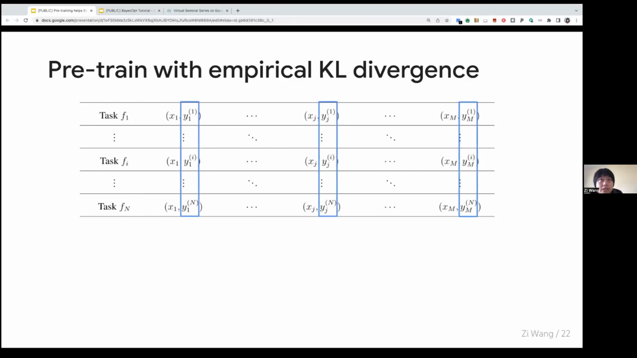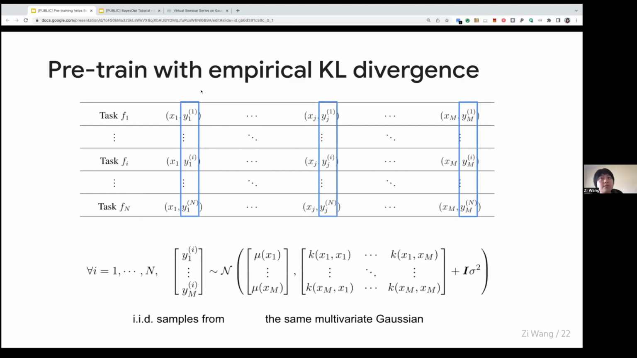If we take out all these y_ij's, you can see that everything else, like x1, xj, xm, they are the same for every task. So let's just take out these y observations. For each task, so for each row, all we know from the definition of Gaussian process is that there are some evaluations on a finite set of inputs, and they follow a multivariate Gaussian distribution where the mean is described by the mean function evaluated on these x1 through xm, and the covariance is described by the kernel function. And because we have noise in the observations, we add diagonal terms for the noise. So it all seems very basic, right?